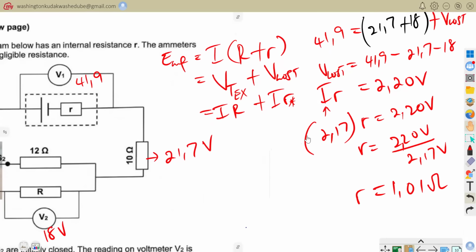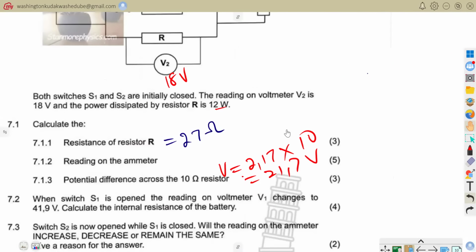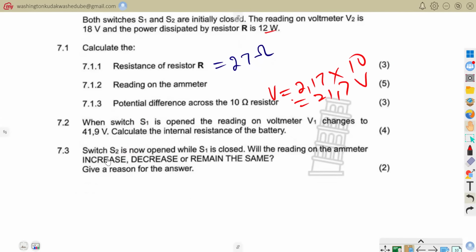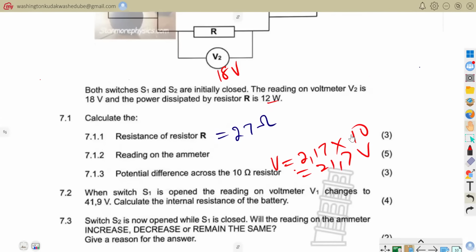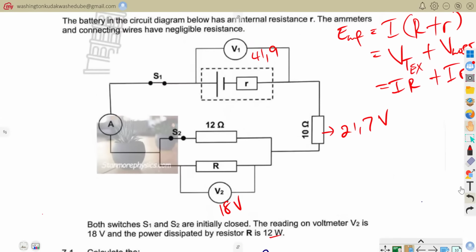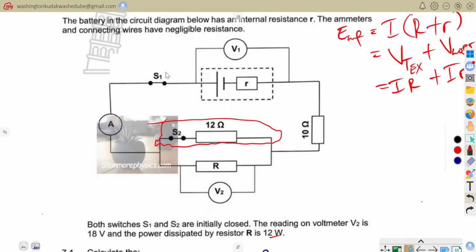If that is the case, now they're saying switch S2 is now opened while switch S1 is closed. Will the reading on the ammeter increase, decrease, or remain the same? So let's go back to our switches. Now they are saying we get to open this one. So this is now totally out. We are no longer having this. And then this is closed. So our current moves here.